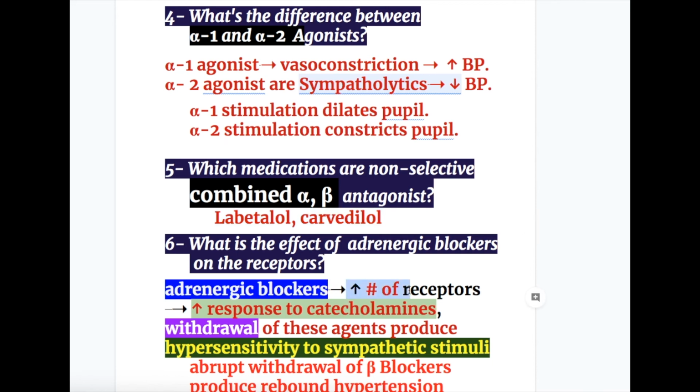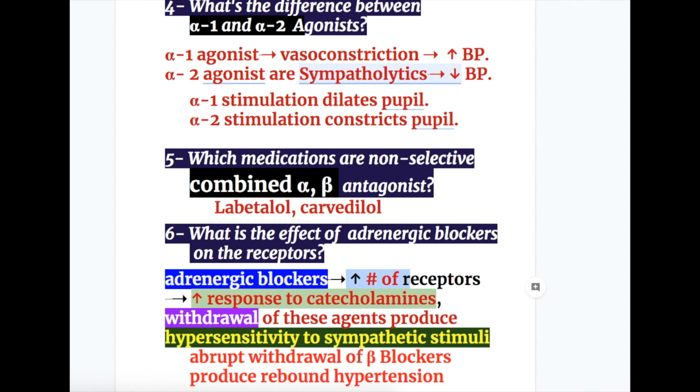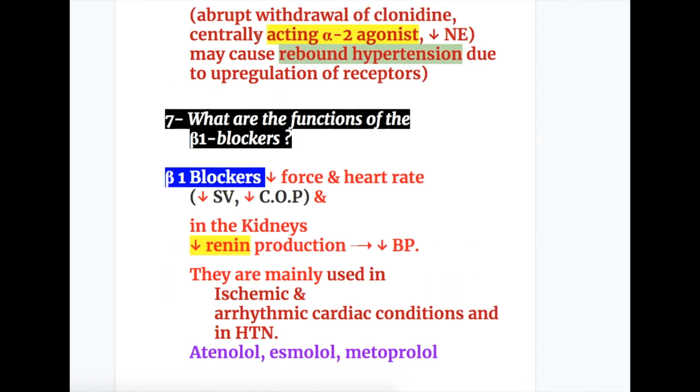Number 6, what is the effect of adrenergic blockers on the receptors? Adrenergic blockers increase number of receptors, which leads to increased response to catecholamine, and withdrawal of these agents produces hypersensitivity to sympathetic stimuli. And abrupt withdrawal of beta blockers will lead to rebound hypertension. Similarly, abrupt withdrawal of clonidine, which is a sympatholytic, centrally acting alpha-2 agonist, decreases norepinephrine, which causes rebound hypertension due to upregulation of receptors.